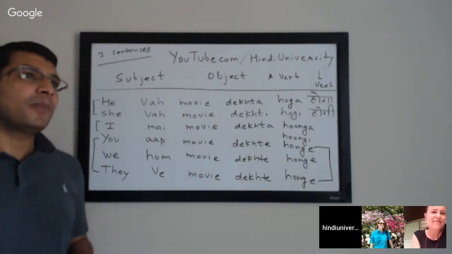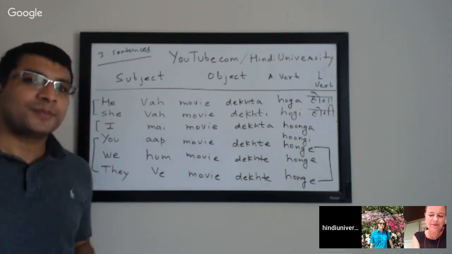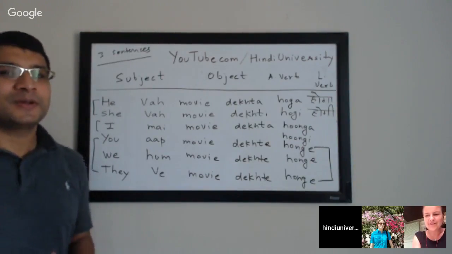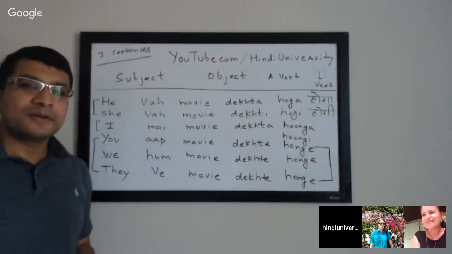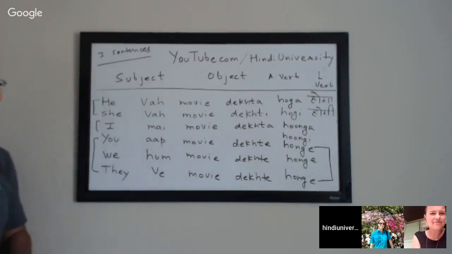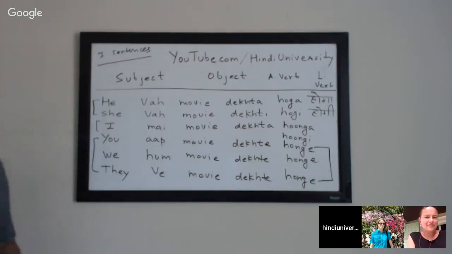Hum party mein, keep going now. Yeah, hum party mein nachte honge. That's right. Hum party mein nachte honge. Okay, and ma chai piti hogi. Okay, very good. And you said hogi because it's feminine singular. Good, good. You want to make more?